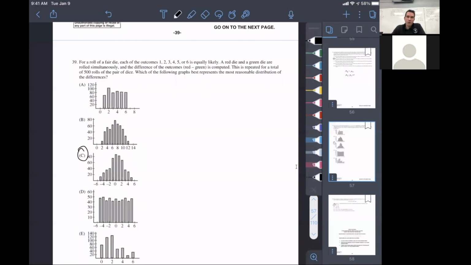Like you're asking, how do I get the difference of 5? Well, the only way to do that is getting a 6 on the red and a 1 on the green. So how likely is that? Overall, we could calculate that, but it's not very high. It's 1 for the first one and 1 for the second one, so it's 1/36 over 500 as the expected number I would get. And I could do the same thing for each one of those.